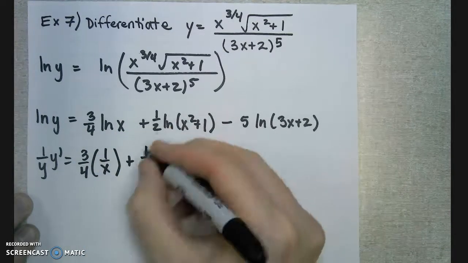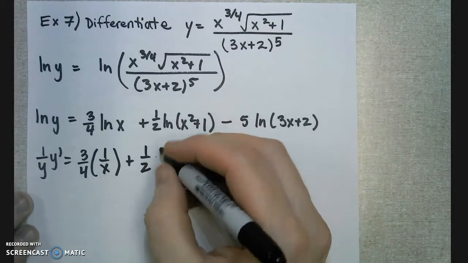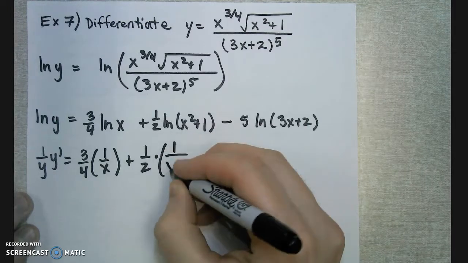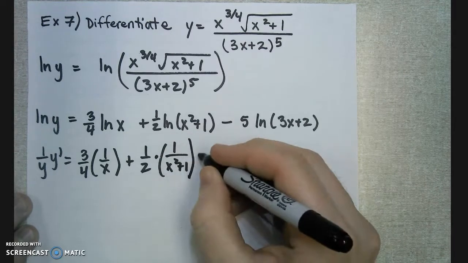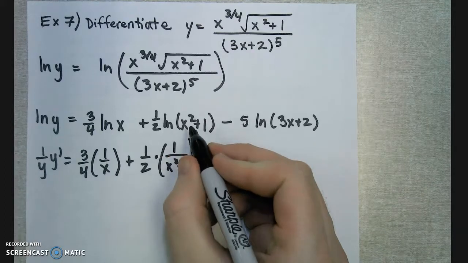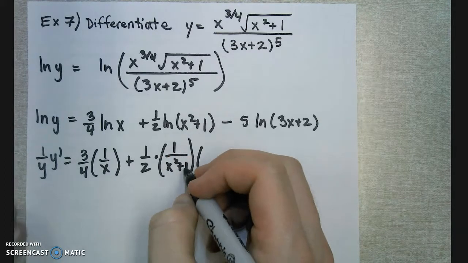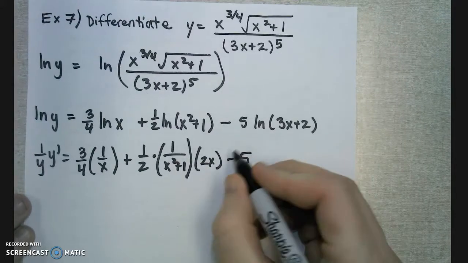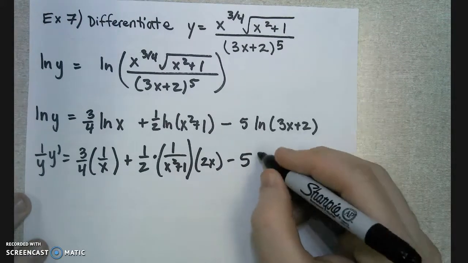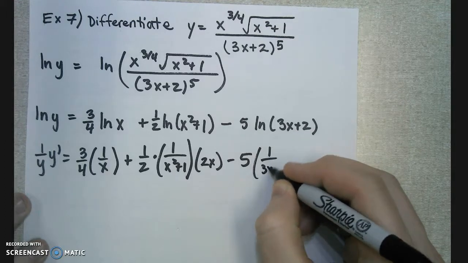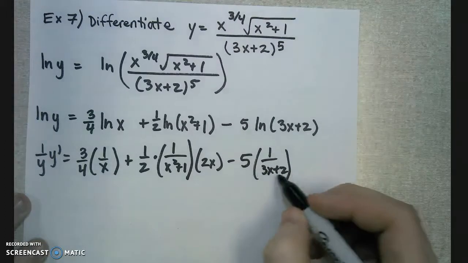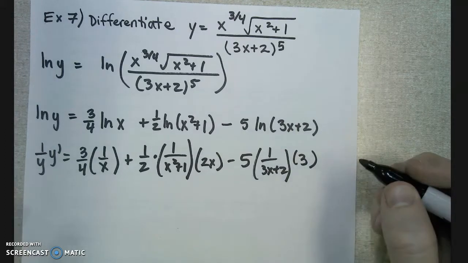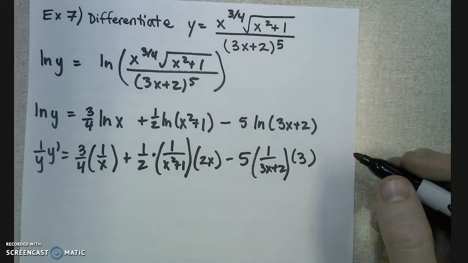1/2 is a constant, stays in front, and then I do derivative of that natural log, which is 1 over x squared plus 1. And then this is a chain rule, so then derivative of the x squared plus 1, which is 2x, minus 5 is constant. And I've got another natural log, so 1 over 3x plus 2, and then I do derivative of the 3x plus 2, which would be 3. So that's the derivative of each piece.